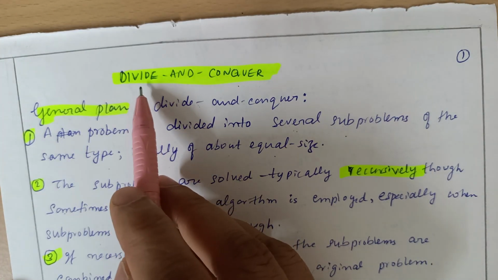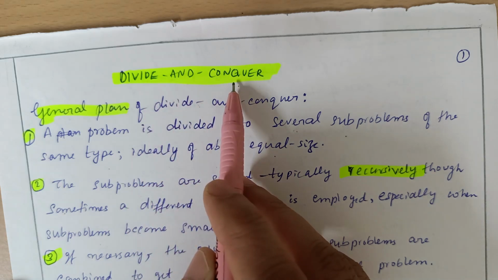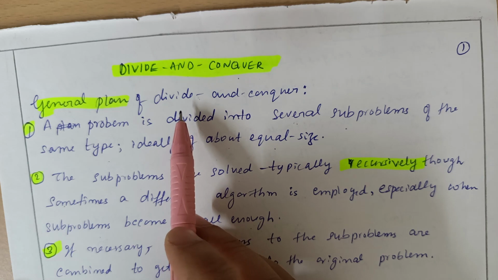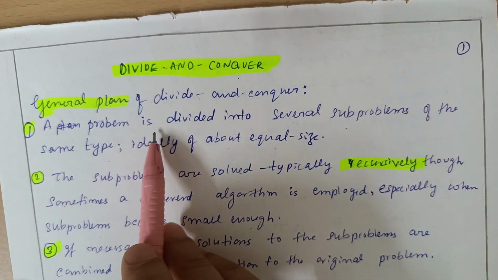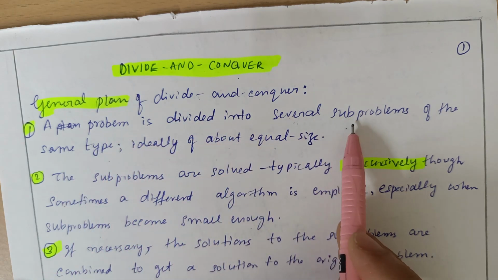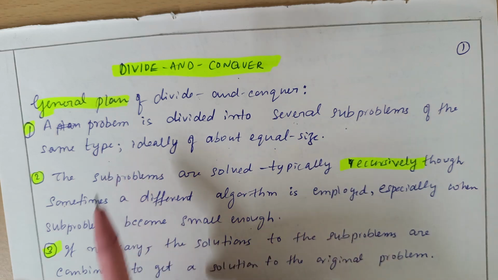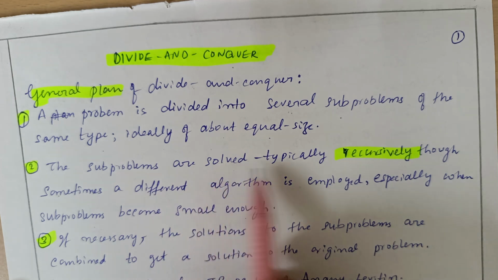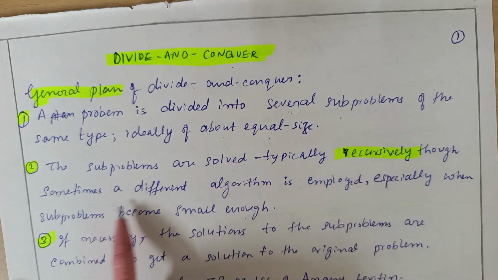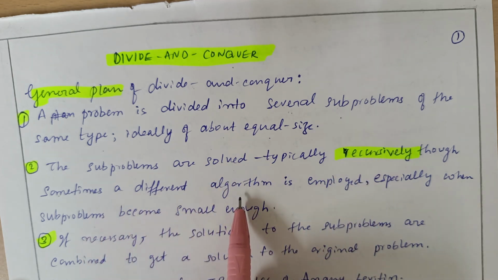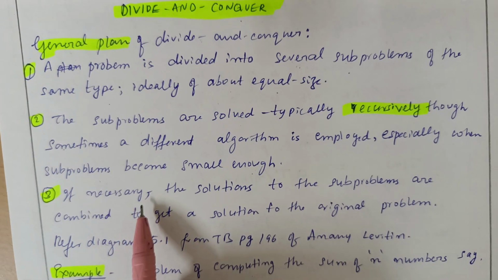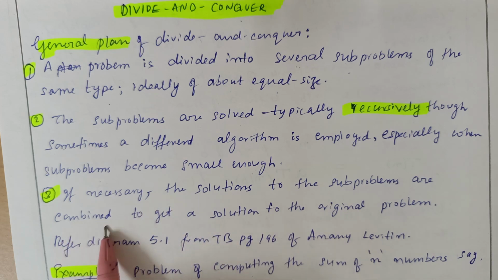So now we'll discuss the divide and conquer strategy, one of the important algorithm design strategies. Here the entire problem is divided into several subproblems of the same type, and once we split the problem, those subproblems are solved recursively, sometimes through a different algorithm or the same algorithm. And then once we get the solutions for the subproblems, these are combined together.